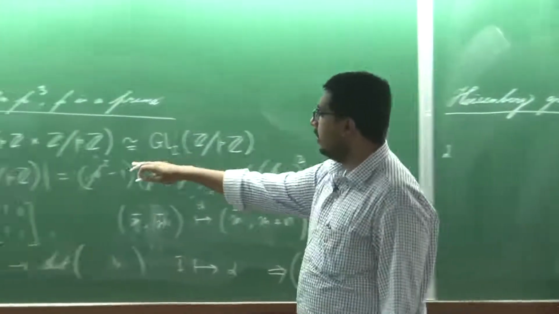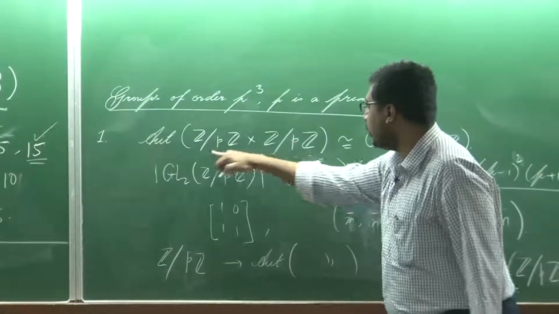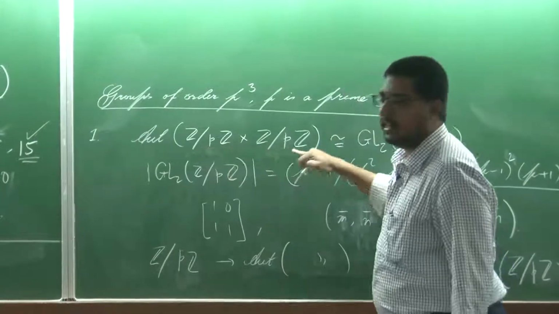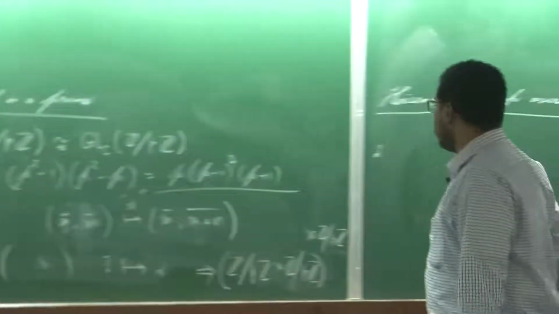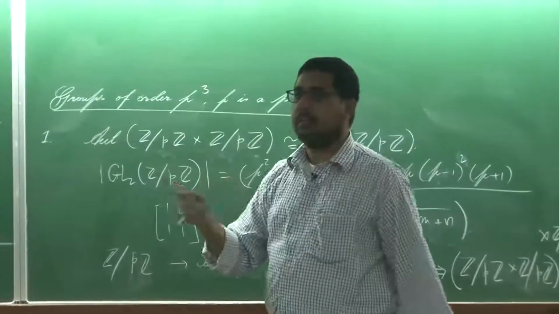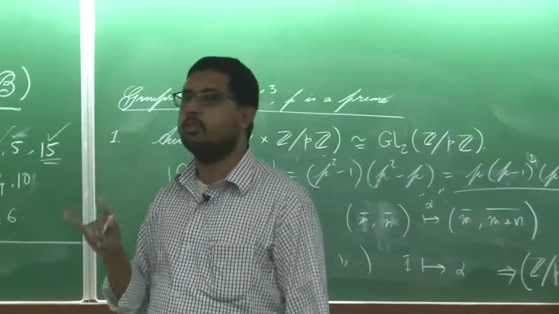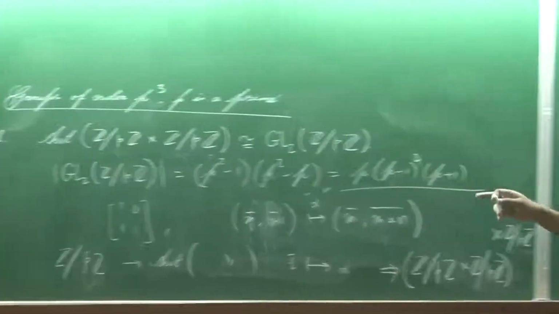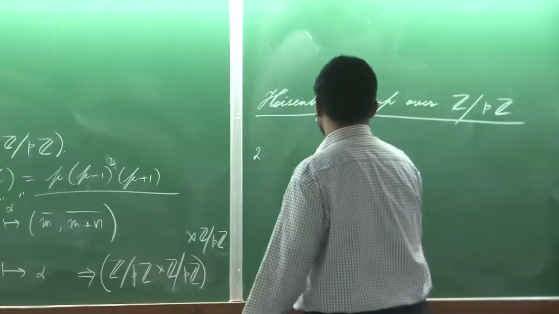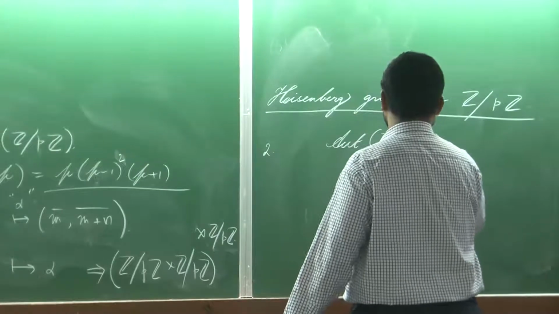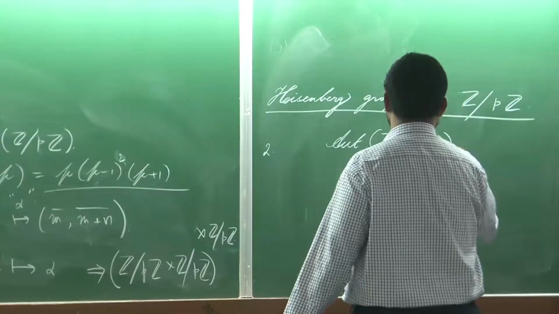Here we started with a group of order P square, which is structurally Z modulo Pz direct product Z modulo Pz. Another thing we could have started with: for groups of order P square, we have exactly two choices. One choice is this, another choice is Z modulo P square Z. So we can also start with that.